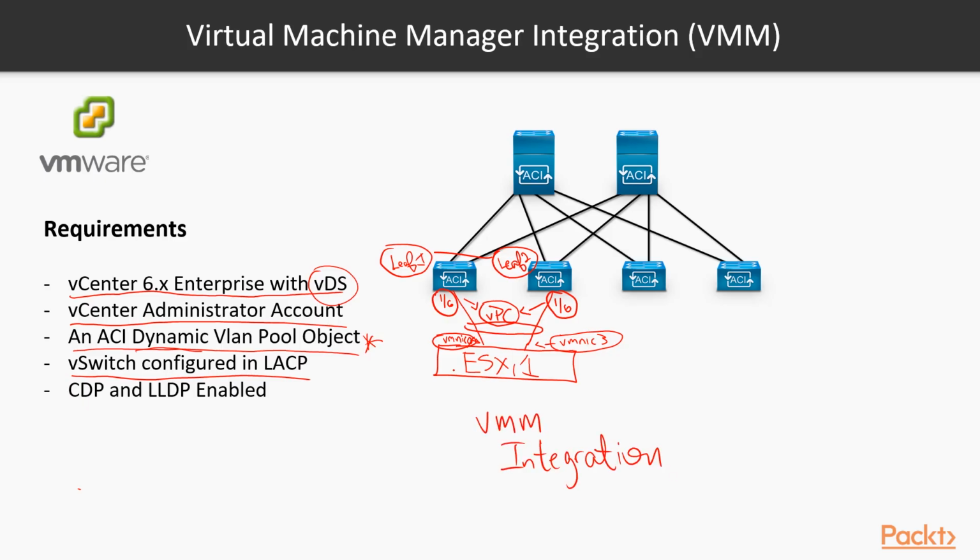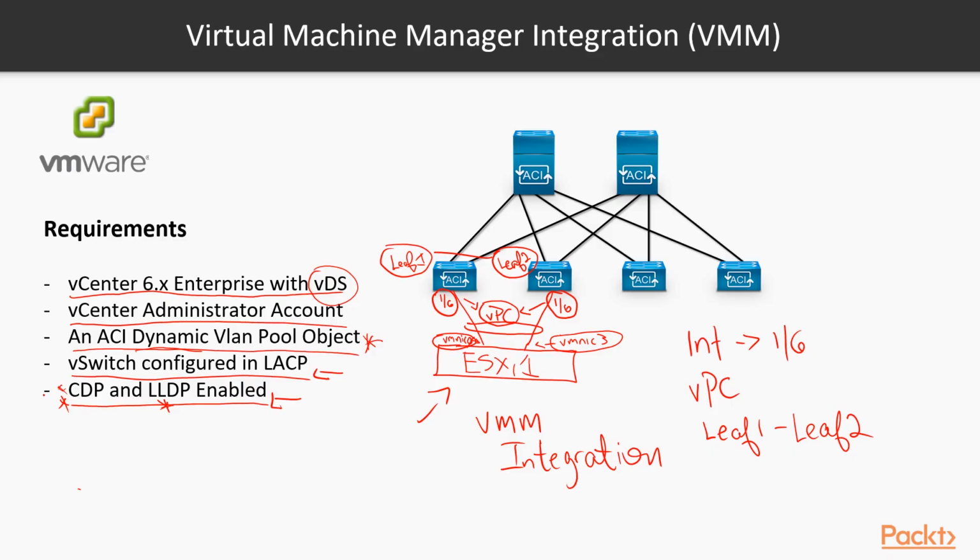Okay? So we're going to be working with this scenario here. Again, interfaces 1/6, mode is VPC between leaf 1 and leaf 2. Finally, when we configure our VMM integration, we select CDP and LLDP on our vSwitch settings. Okay? So we are going to select LACP, and also we're going to select CDP and LLDP. And I'll show you a very cool way of doing this without you making those objects, because you can reuse the same objects that you have.